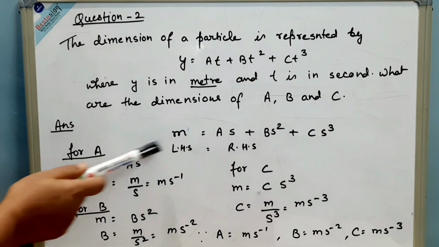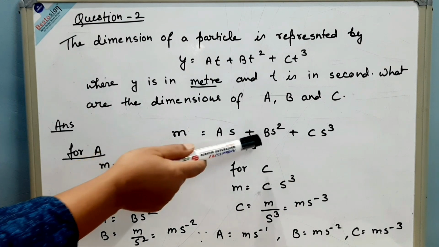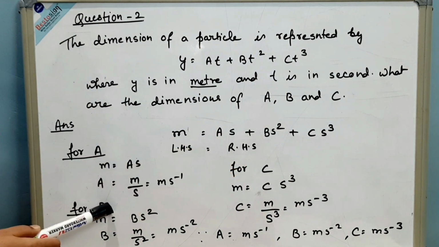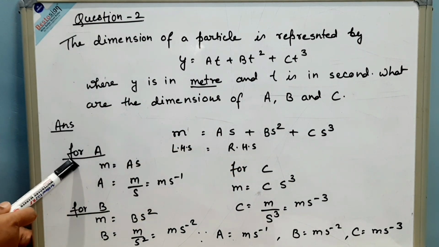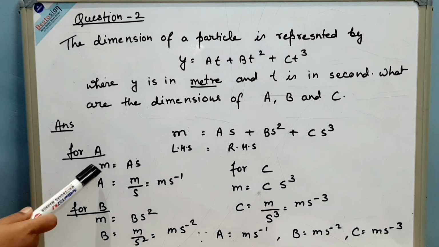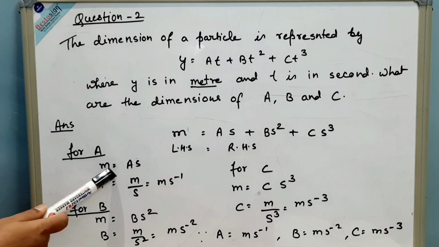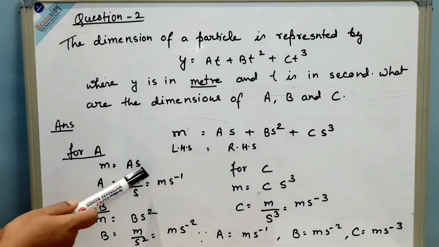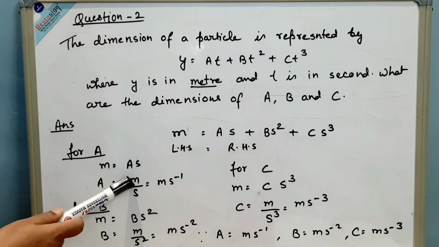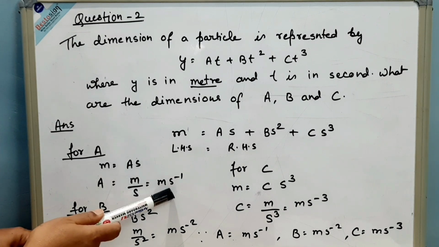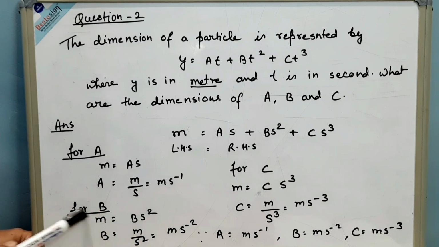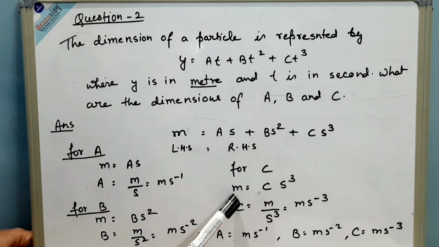To get the dimension of constant A, B and C, we are going to follow this method. For constant A, the unit of left hand side is meter, so meter will be equal to A into second, and A will be equal to meter divided by second, that is meter per second. For B also we are following the same method. Meter will be equal to B into second square, so B will be equal to meter per second square. The same for C.